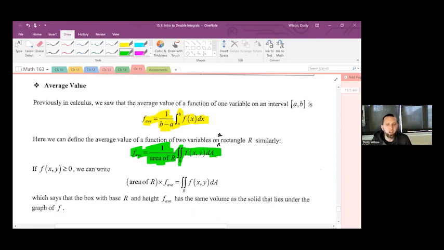If our function happens to be non-negative, that is f of x y is greater than or equal to 0, we can write this as the area of the region times the average value of the function is equal to the double integral over the region of f of x y dA. And this says that the box with base R and height the average value of the function has the same volume as the solid that lies under the graph of f.